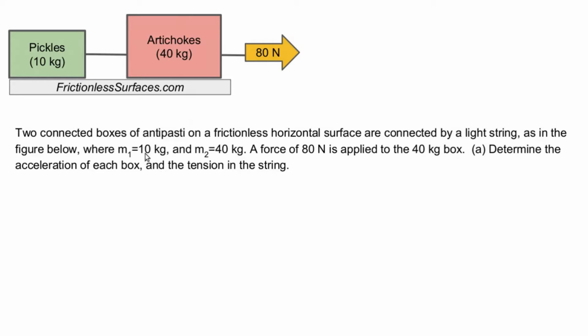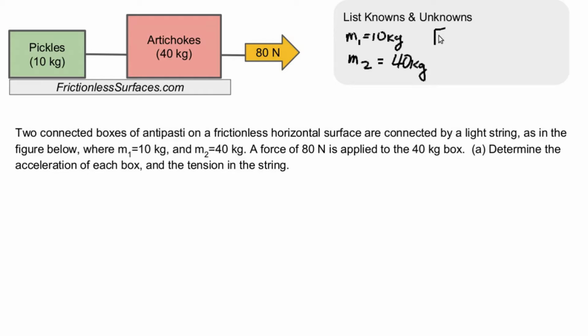So that's the phrasing. What do we do with this? Let's look at the procedure. The first thing is we want to list our knowns and unknowns. So when you read through a problem, often you want to look until you see a number and then make a little list for yourself of the things we know. So I know mass 1, 10 kilograms. Very useful to include the units. Mass 2, what is it here? 40 kilograms. The applied force is 80 newtons, I know that.